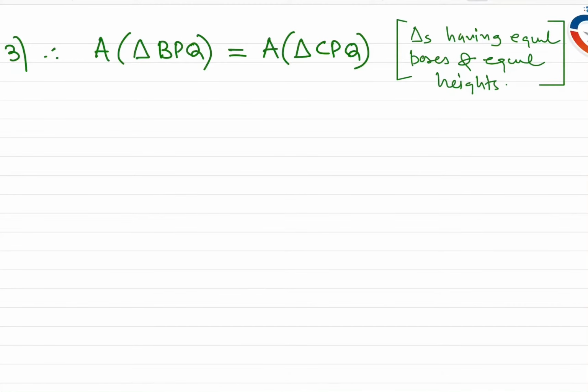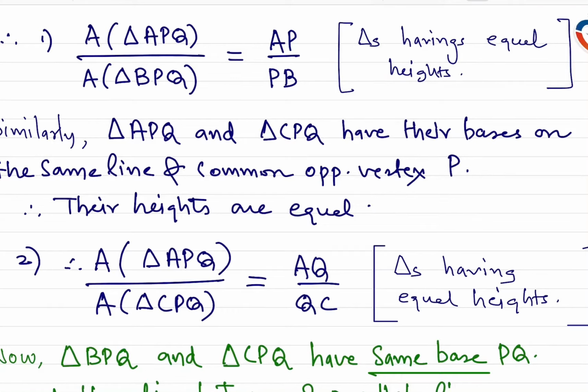Now you can club step number 1, 2 and 3. So in steps number 1 and 2, the numerator is already the same and the denominators are the same.